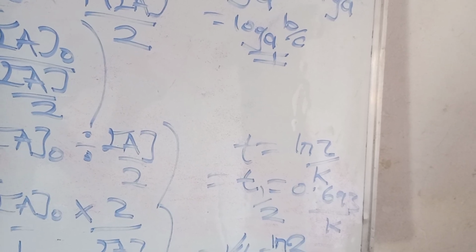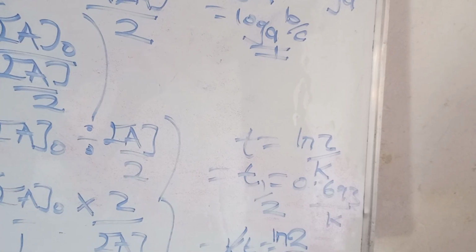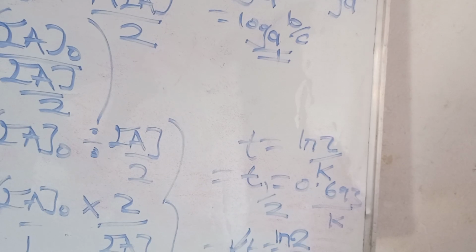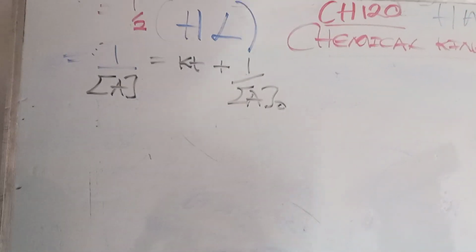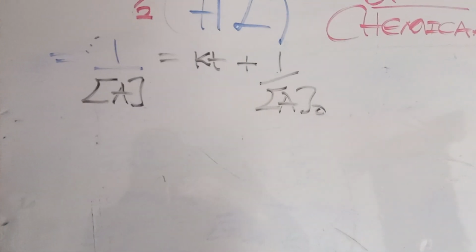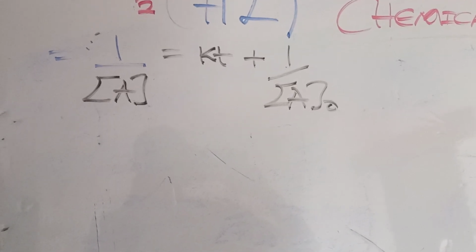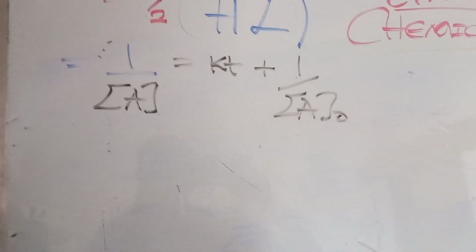Memorize the formula, which is the exact formula of the integrated rate equation, but that formula you're supposed to know it by heart. That drives us into the second order of the reaction. This is the integrated rate equation of second order of the reaction. Hence, we're supposed to find the half-life of this integrated law of the second order of the reaction.